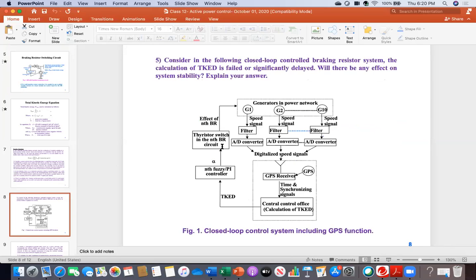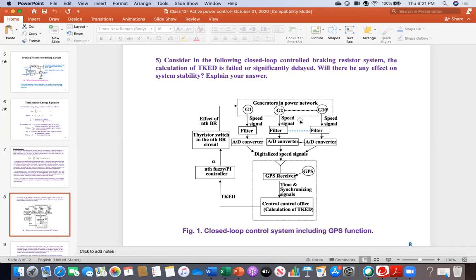Here is your braking resistor. You see the thyristor switch in the nth braking circuit. And that is your fuzzy logic or PI controller, just as an example. It gives the alpha firing angle, and its input is TKED. Now, how do you calculate the TKED? That's why I'm assuming there is a master computer, called the central control system, that calculates the TKED. So how to calculate the TKED?